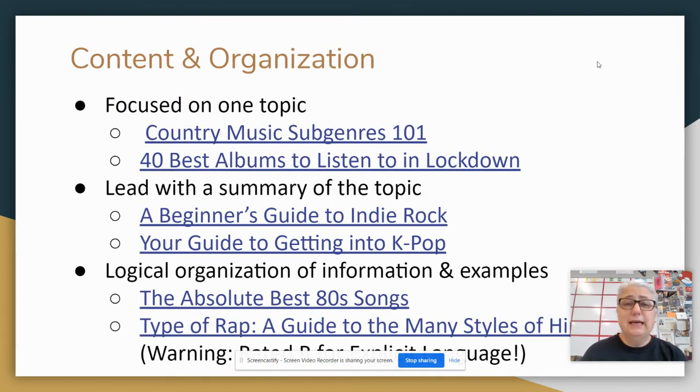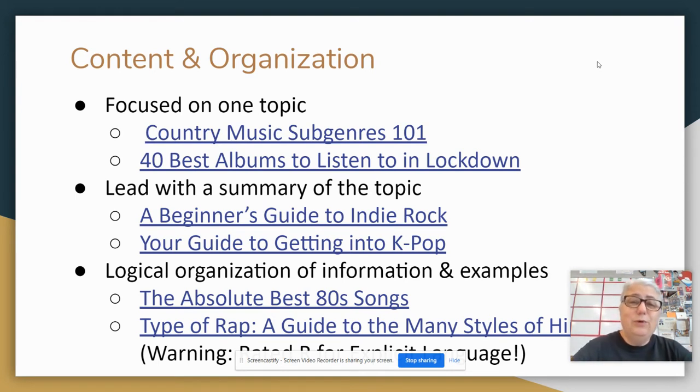Second, the content and the organization. Obviously, it needs to be focused on one topic. If it's a very large topic, there's going to be a lot of writing. So you might want to narrow it down to a subtopic. As you can see here, country music is a huge topic, but this person narrowed the topic down to subgenres, rather than talking about every country artist, they talked about different genres of country music.